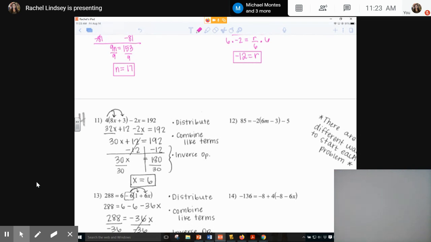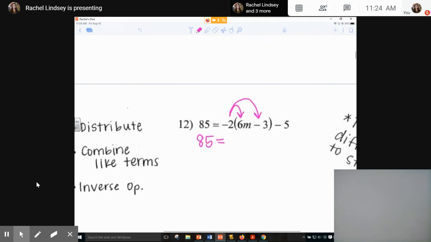Okay. Let's look at number 12. So number 12, I have 85 equals negative 2 times 6m minus 3 minus 5. So my first step I need to do is to distribute. I'm going to distribute that negative 2. So I'm going to bring down that 85. And then negative 2 times 6m is negative 12m. And negative 2 times negative 3 gives me positive 6. And then bring down that minus 5.